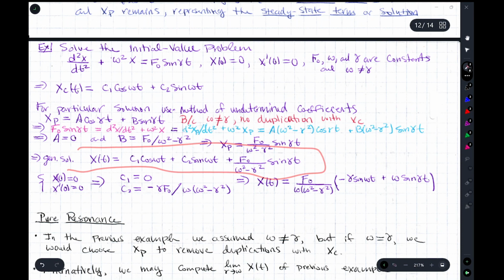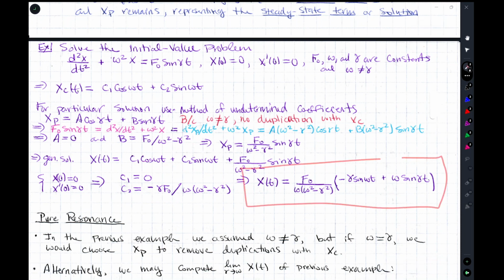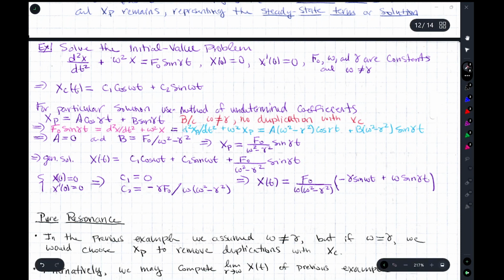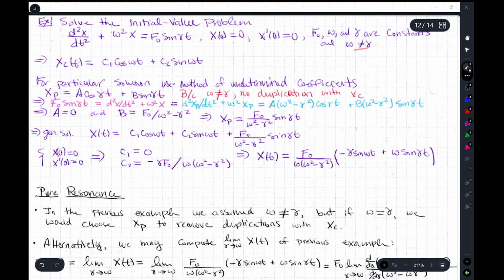And here goes our general solution. Let's apply the initial conditions and get these constants, and we are left with this solution to this IVP. Again, despite them being letters, you treat gamma, omega as just parameters, constants. Now, if we dealt with the situation where actually omega is equal to gamma, we could do this problem all over again, and this time get rid of the duplication by multiplying by t.